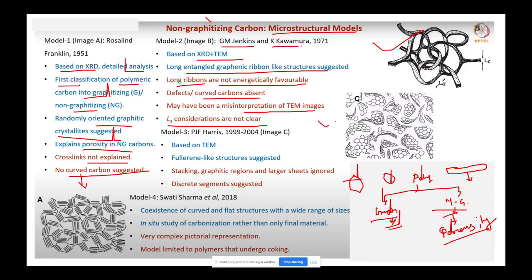Then this is the image of model 3. Here you can see a very beautiful arrangement. Based on TEM, some fullerene-like structure was suggested. Here you can see some curved, this is curved, like this, some curved.